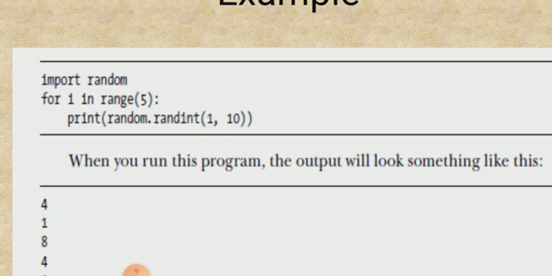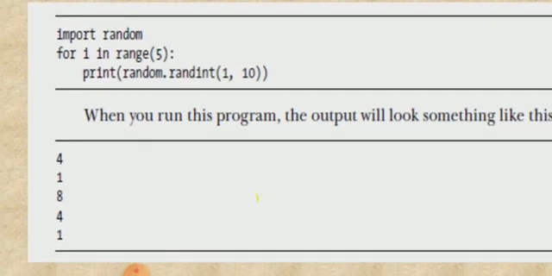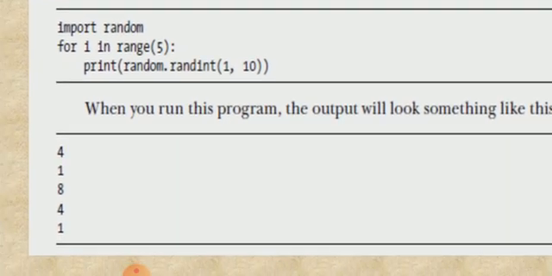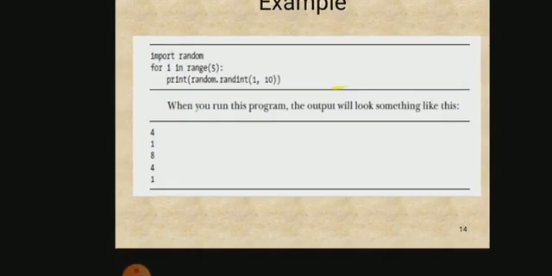When you run this program, the output will look like this, that is 4 1 8 4 1. If you are running this code again, you will be getting a different output. Usually the random module will be used for generating random numbers, working on random number generation and random number input or output specification. At that time this import random statement is probably used.